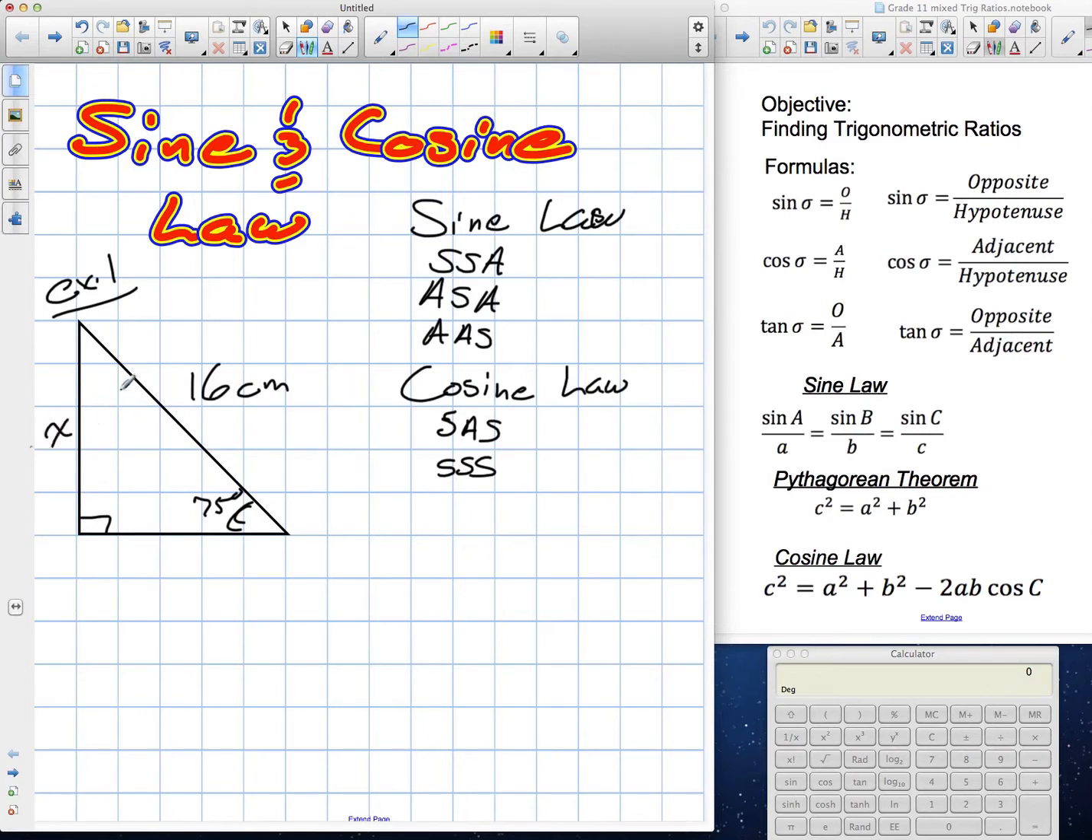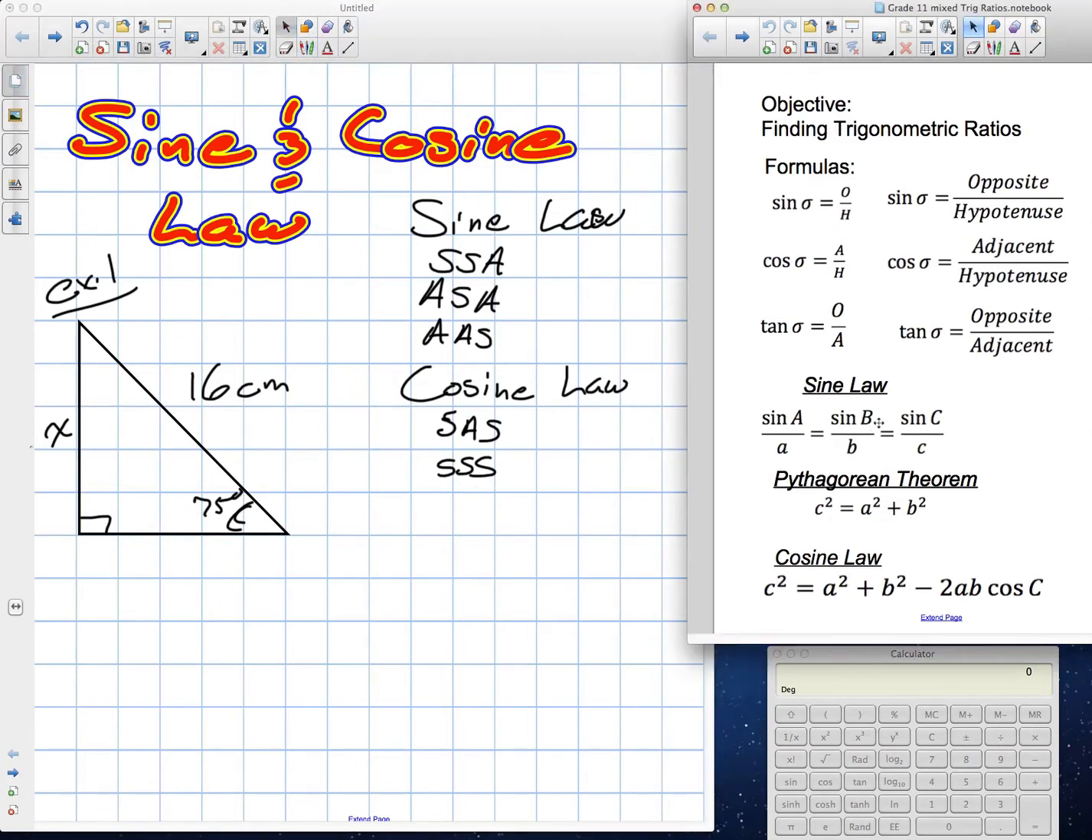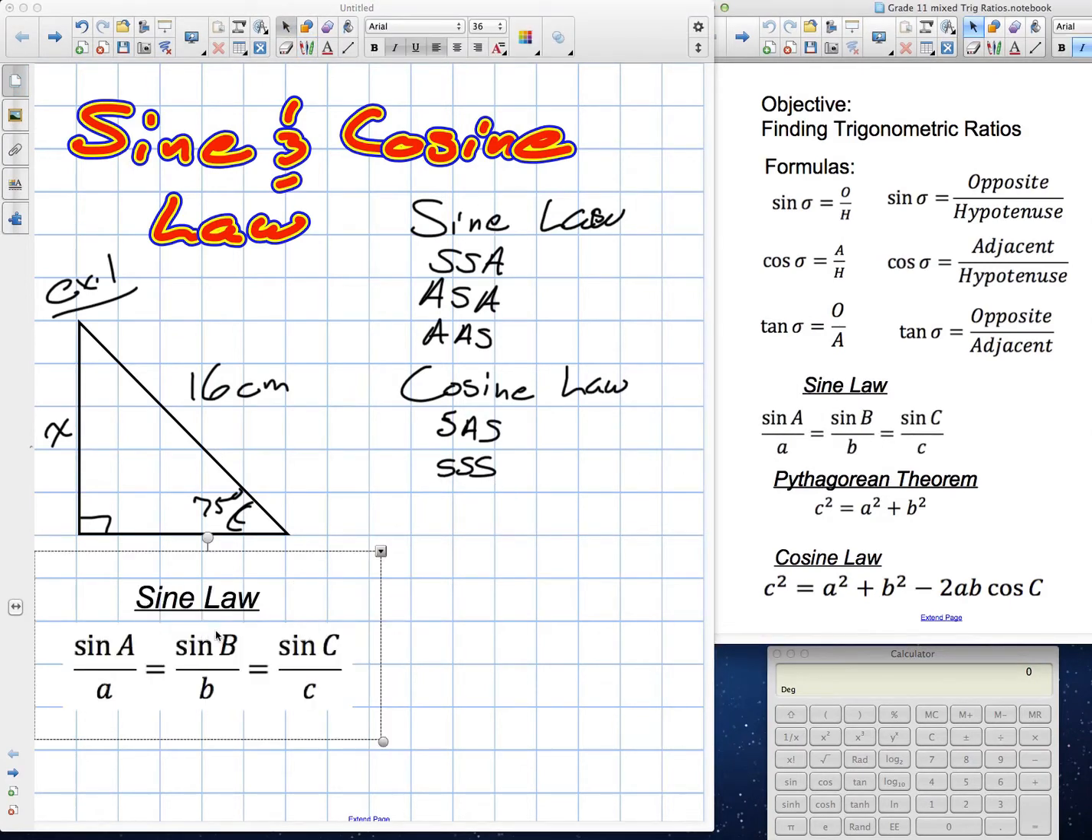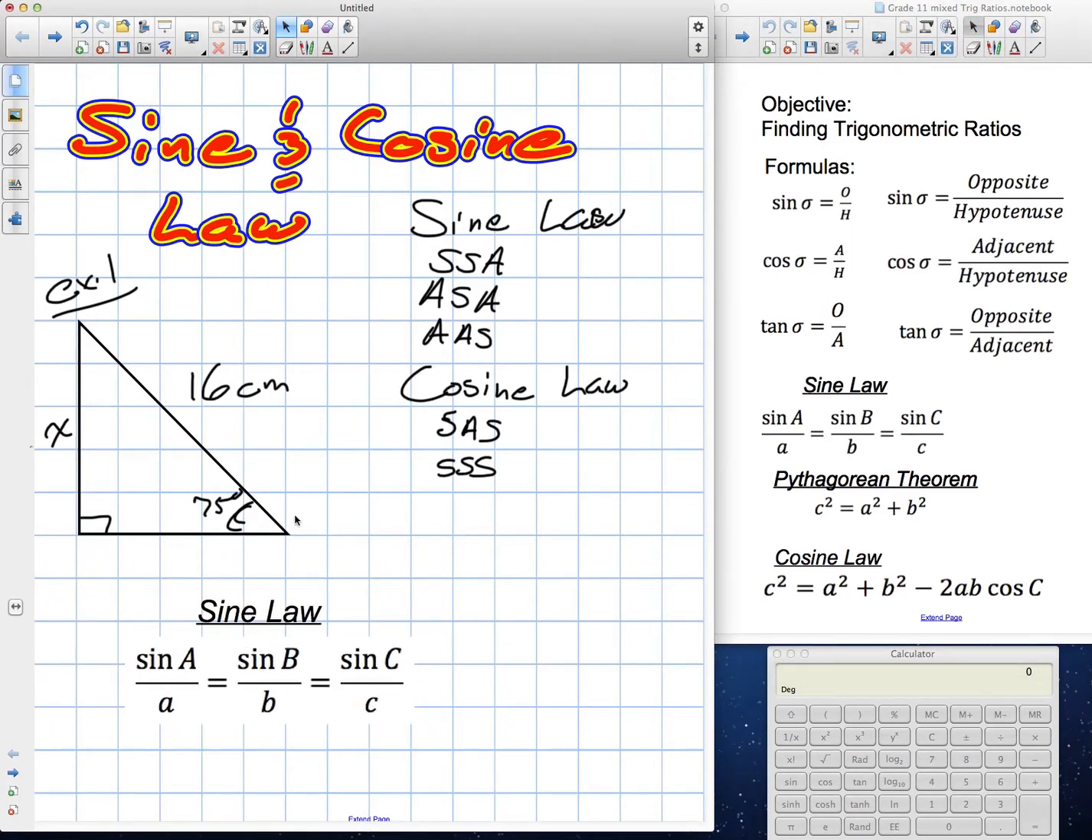They want us to solve this side as x. Okay? So we're going to set up our sine law. So we have our sine law here. And we're going to name the triangle. We'll call it A, which makes this side A. Angle B makes this side B. And angle C makes this side C. So we're going to go about filling this all in.